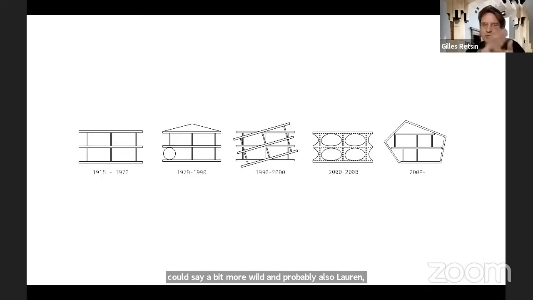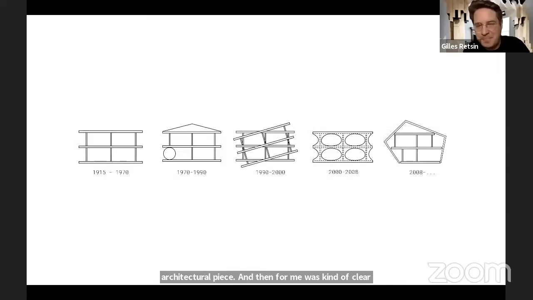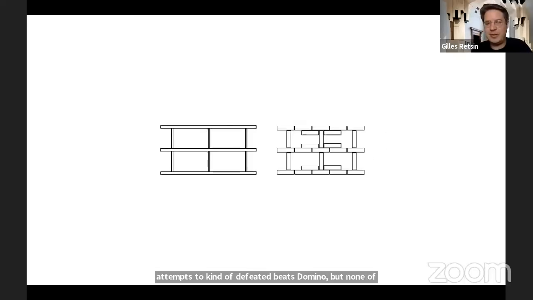So I symbolically show the 2 dominoes intersecting. Then you have parametricism, which is cladding the domino into continuous panels to make it look as if the domino does not exist and there is a continuous space. And then recent attempts in the US that are focused on making the domino appear as an object, more object-oriented ontologies, as an autonomous architectural piece. And for me, it was clear that all these attempts try to defeat or beat the domino, but none of them manage, right? They always still rely on that domino.